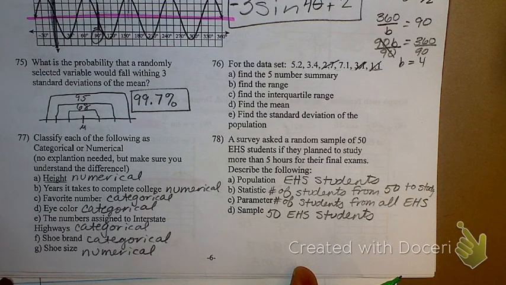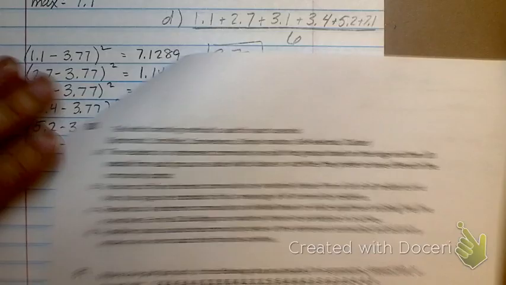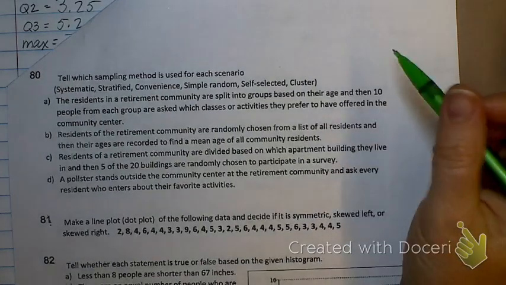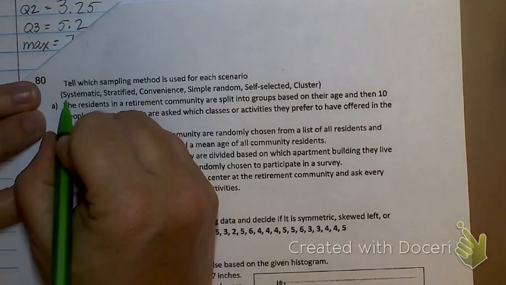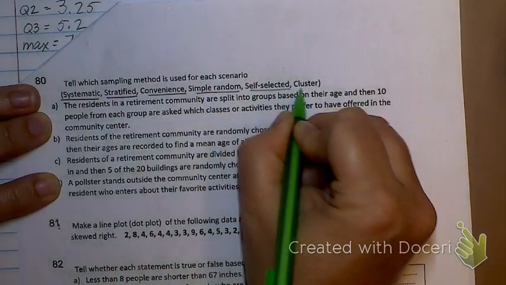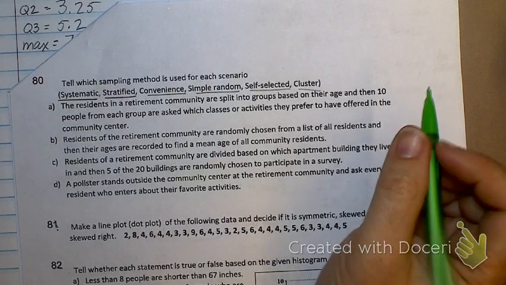Yeah? Okay. I have no idea why there's no 79. So 79 we'll skip over since it doesn't exist. 80. Tell which sampling method is used for each scenario. Systematic, stratified, convenience, simple random, self-selected, and cluster. Those are my options.